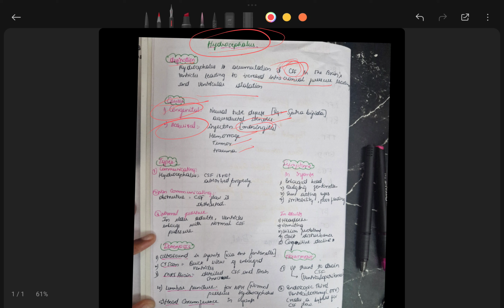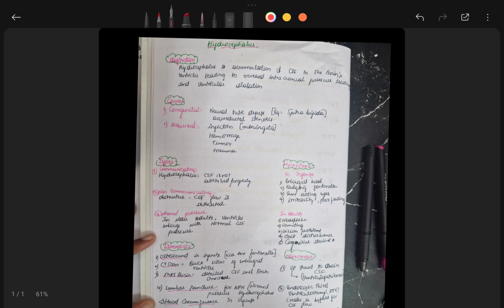There are three types of hydrocephalus: communicating hydrocephalus, non-communicating hydrocephalus, or normal pressure hydrocephalus. In communicating hydrocephalus, CSF is not absorbed properly, so there will be increased accumulation of CSF in the ventricles. In non-communicating, there will be obstruction. The CSF flow is obstructed, so everything will accumulate in the ventricles and causes hydrocephalus.